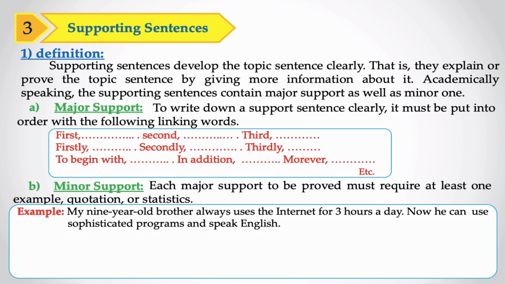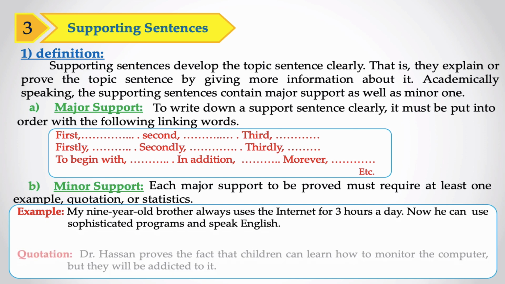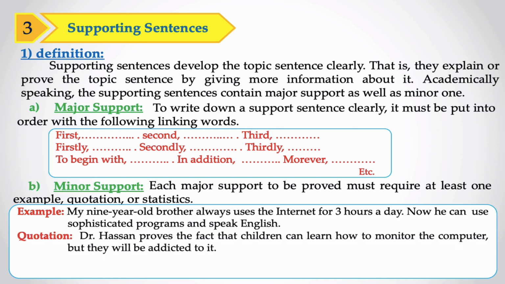My 9-year-old brother always used the internet for 3 hours a day. Now he can use sophisticated programs and speak English. And second, quotation: Dr. Hassan proves the fact that children can learn how to monitor the computer, but they will be addicted to it. We can write these kinds of sentences if we are going to make a comparison between the advantages and disadvantages of the internet. Last but certainly not least is statistic.